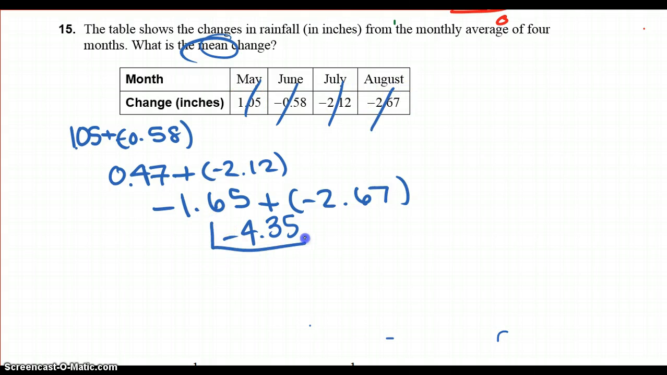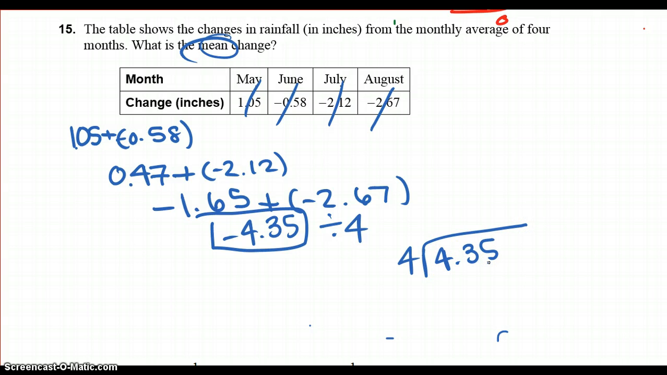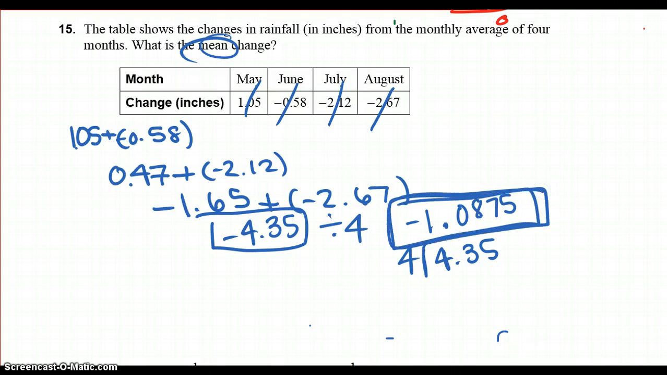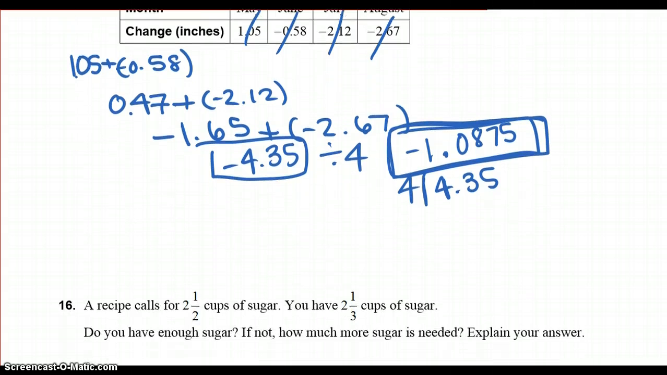That's not exactly what it asked you. It asked you to find the mean, so I need to divide that number by 4. So to set up this problem, you do 4 and 4.35 in the center. And for time's sake, I can only do a 15-minute video, so for time's sake, this decimal should be negative 1.0875. Once again, you were just doing long division. If you have questions on how I did that long division, you can email me. All right, one more minute.